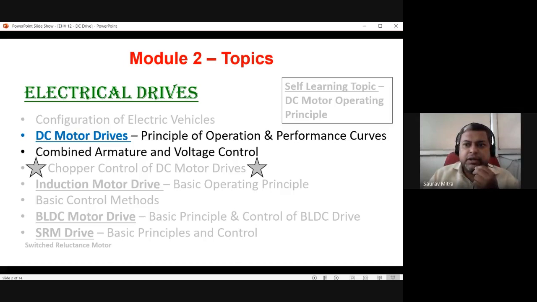Now there are mainly four types of motors: DC motor, induction motor, BLDC and SRM. BLDC stands for brushless DC motor, SRM stands for switched reluctance motor, induction motor is an AC motor, and there is the DC motor. So what is a drive? Whenever the motor is there, there is the power transmission system, axle, differential, taking the power all the way to the rear wheel.